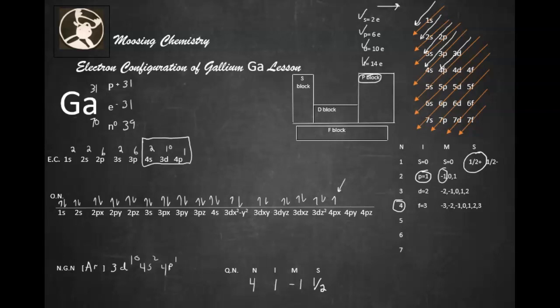And that takes care of the Pauli exclusion principle, which says that no two electrons can have the same set of quantum numbers, right? So see how easy this really is? Electron configuration is totally easy, guys.